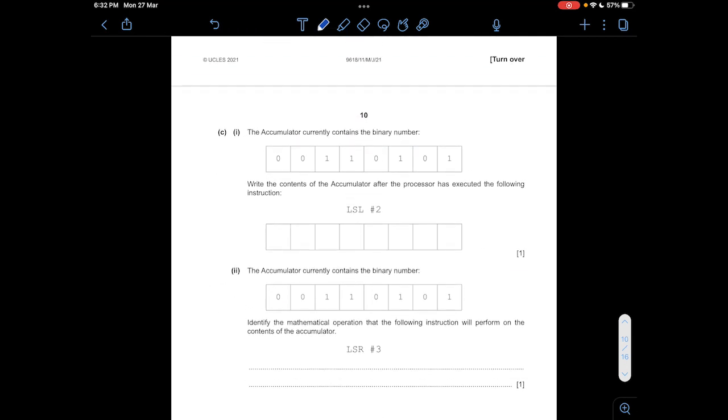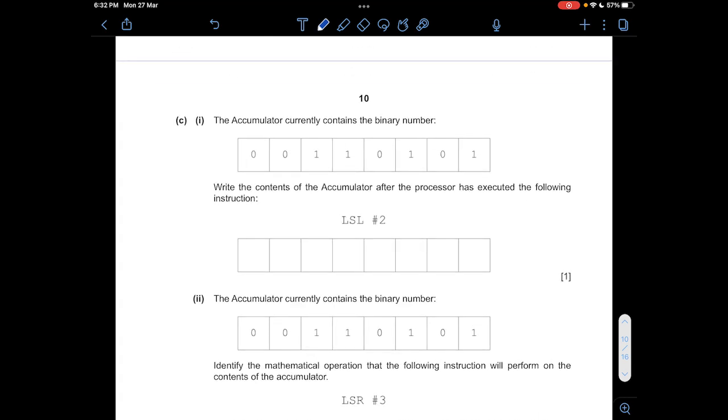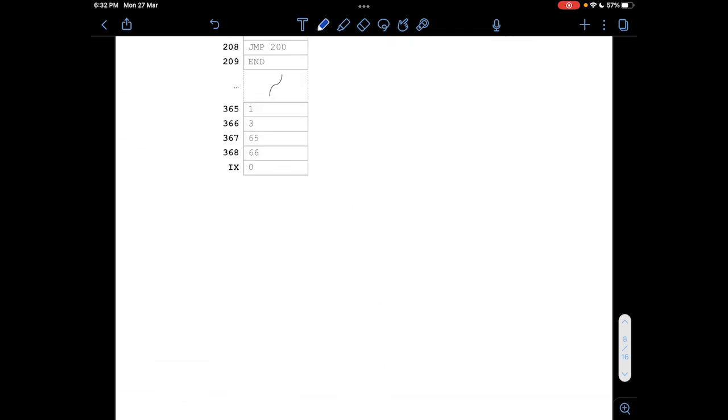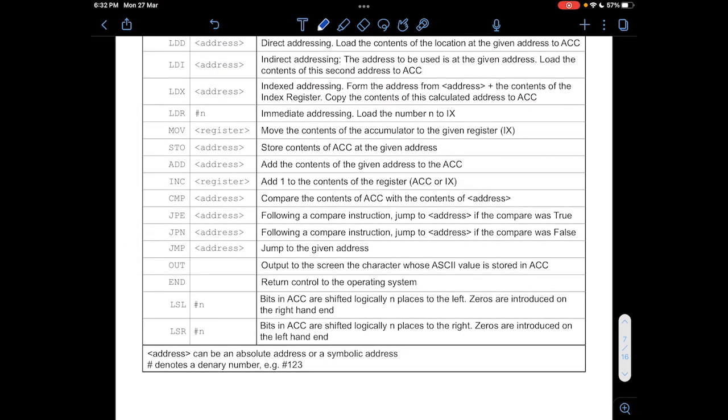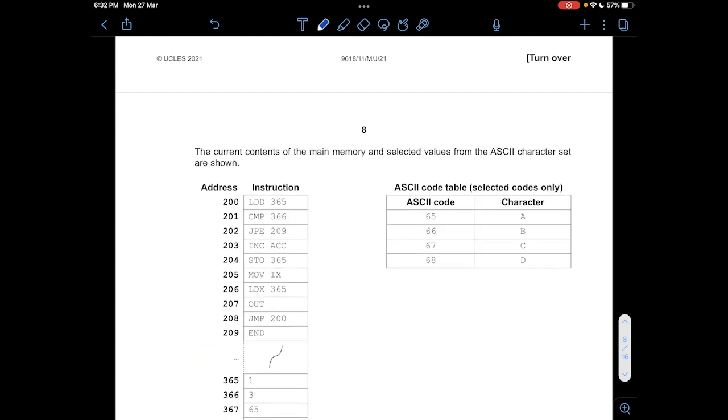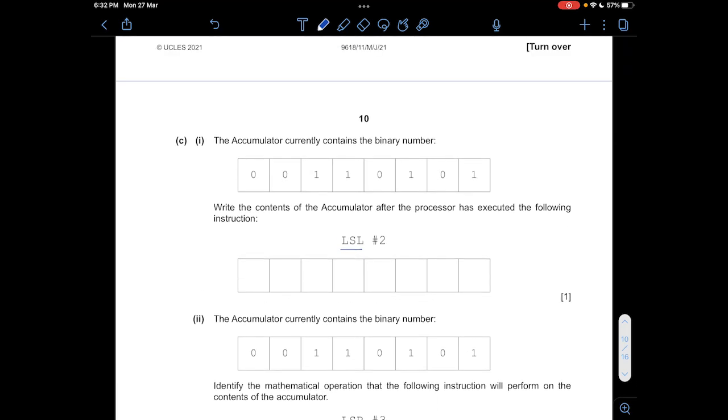Right, so now we move on to C1. The accumulator currently contains the binary number 00110101. Write the contents of the accumulator after the processor has executed the following instruction. LSL 2. Now basically, LSL is you move the content two times to the left, like move 2 units to the left. So if you look at LSL, bits in the accumulator are shifted logically n places to the left. Zeros are introduced on the right hand end. So here we need to move 2 places to the left.